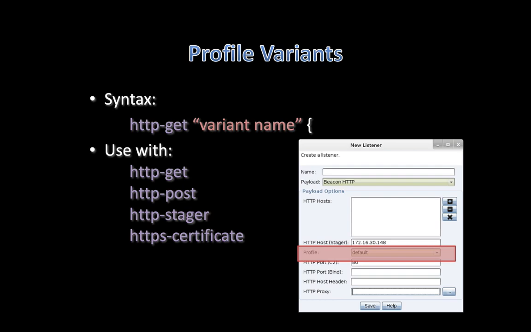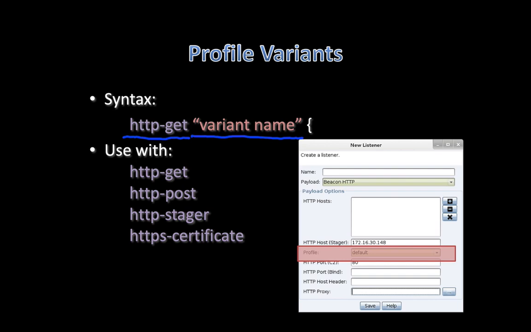And here's how it works. When you specify a block like HTTP GET, you can optionally specify a variant name. And a variant is basically a variation of the current profile. So it is the current profile minus the blocks that you specify for that variant. And you can pack as many variants as you like into a single profile file. And you can make each variant change the profile as little or as much as you like.